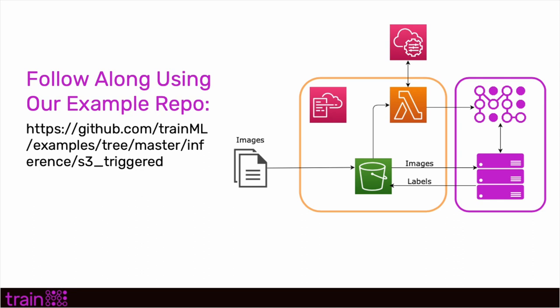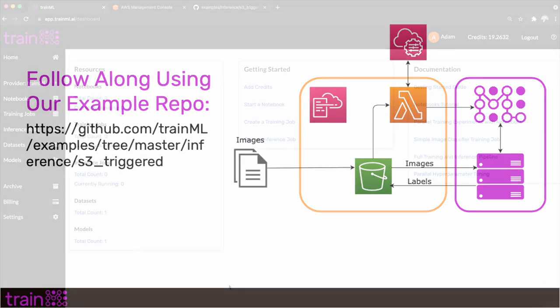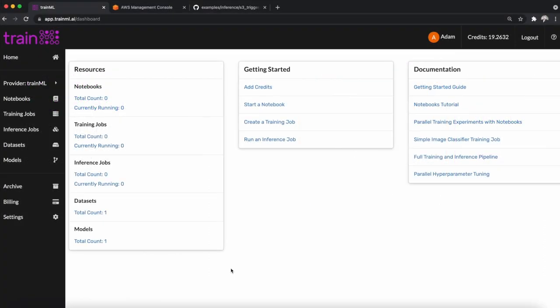To accomplish this, we will use S3's ability to invoke a Lambda function when objects are added to the bucket. That Lambda function will then initiate a trainML inference job using the trainML SDK and API keys that are stored securely in AWS's parameter store. The trainML inference job will then pull the images from the S3 bucket, run the classification model, and save the outputs back to S3.